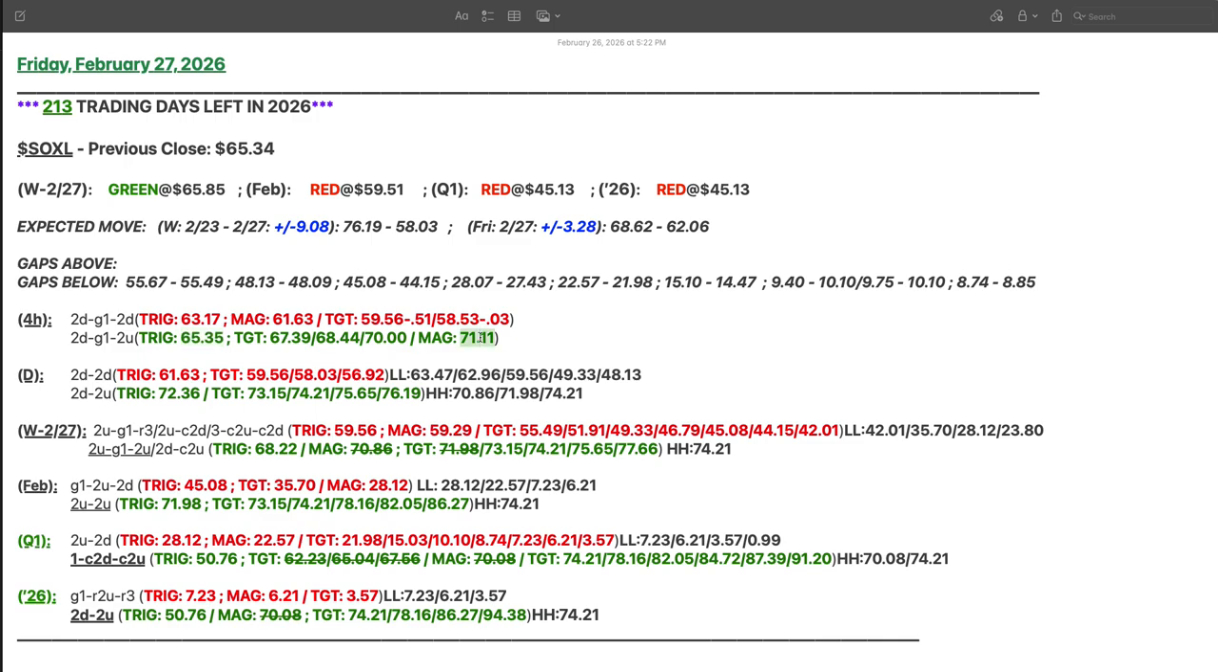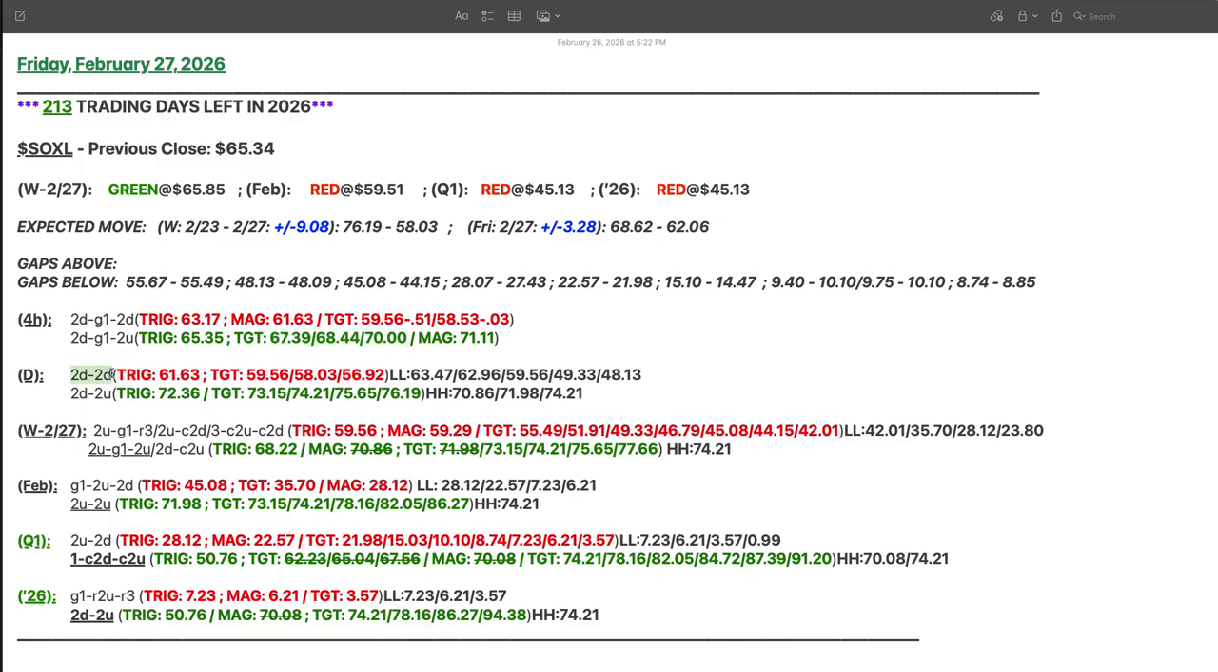Now, if we go back to the upside with this 2-1-2 up reversal, we do trigger at 65.35, but the magnitude is 71.11 in the face of a non-trend, right? We're not uptrending or downtrending. We just want to have some intermediate targets there in case any of those levels of resistance do either knock us sideways or knock us back down, right?